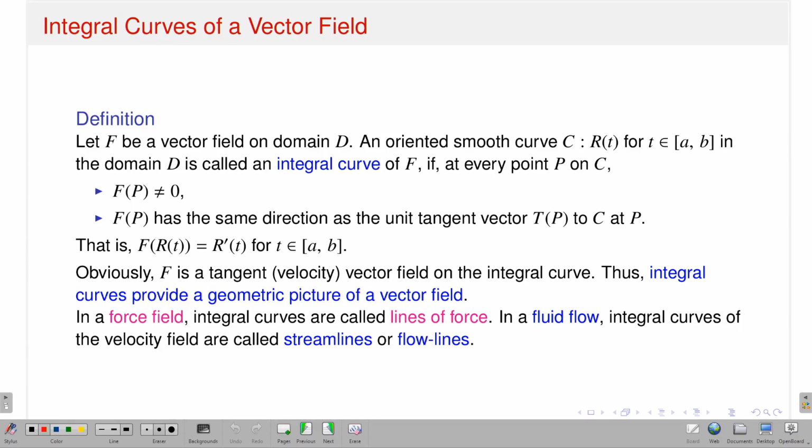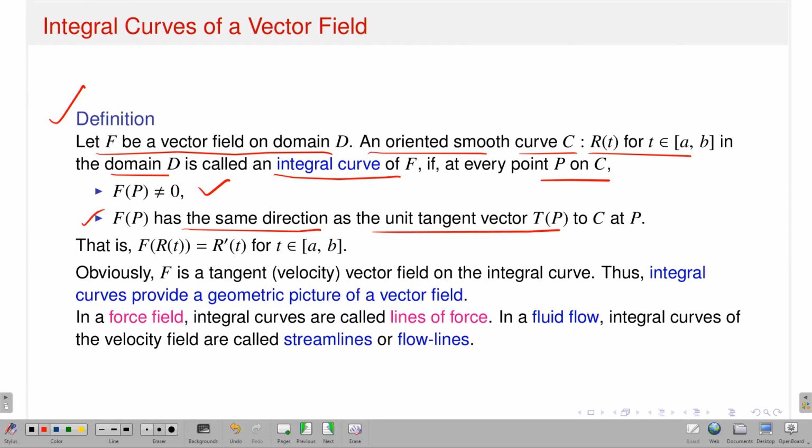Okay. So, now as I said, that was arrows visualizing; there is another way you can visualize a vector field, what is called integral curves. So, what are integral curves of a vector field? Here is the definition. It says, let capital F be a vector field in a domain D. An oriented smooth curve C, where r(t) is a parameterization, is called an integral curve of your vector field F if, for every point P on your curve C, F(P) is non-zero. That is the first one. And the second one, F(P) has the same direction as the unit tangent vector T(P) to C at P.